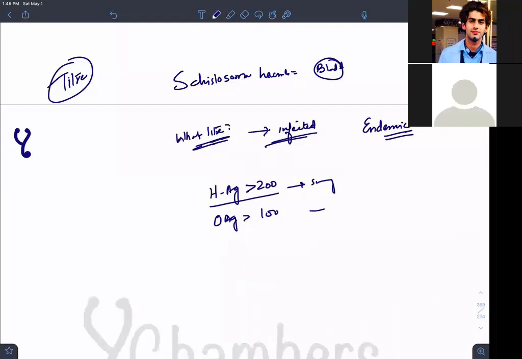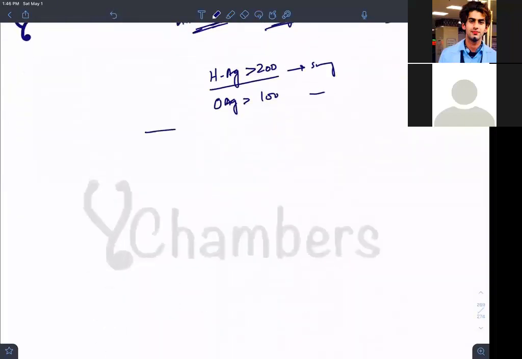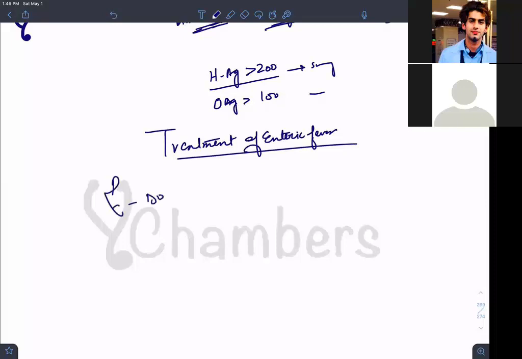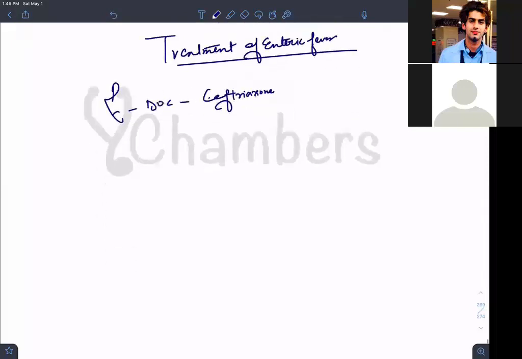Okay, let us go for treatment. So how will you treat the enteric fever? Treatment of enteric fever, guys. The drug of choice is ceftriaxone. Whether the patient is, if you want to give an empirical therapy, ceftriaxone.